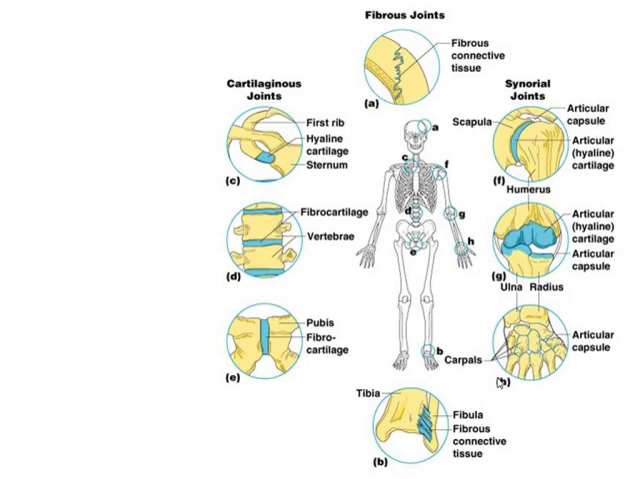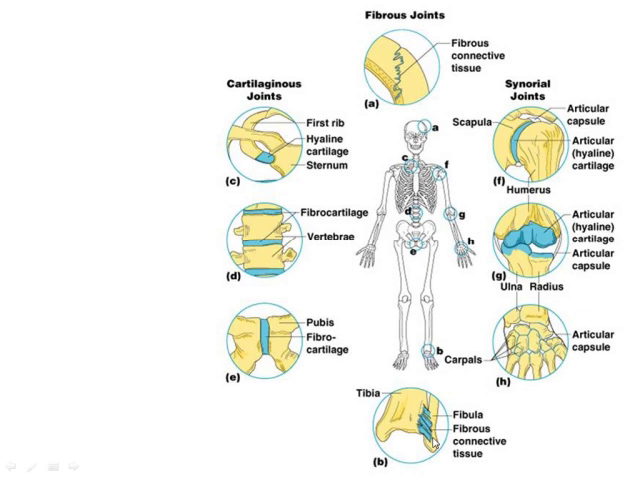So here you see some different types of joints. You've got a cartilaginous joint that holds the first rib to the sternum. Here's another cartilaginous joint holding the vertebra together. Here's a cartilaginous joint holding the pubic symphysis together. The fibrous joints here are the sutures of the skull. Here is another fibrous joint between the tibia and the fibula. This has a little longer fibers, so there's a little wiggle room there.